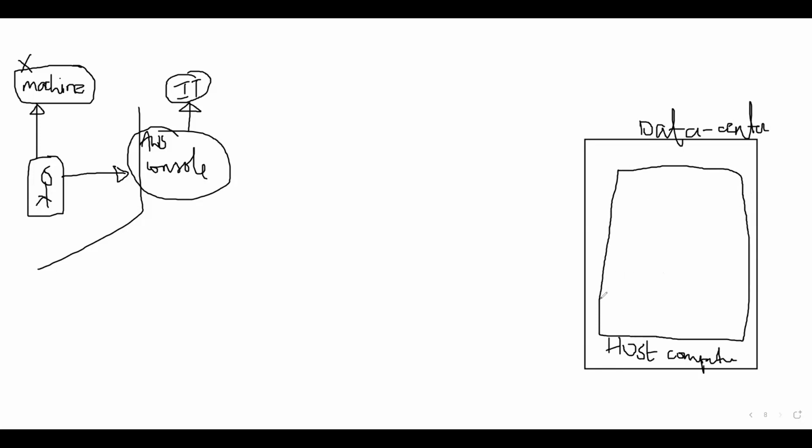Inside the host computer, let's say this is the CPU, RAM, and hard disk. Let's say the RAM is 1000 GB, it's a big computer, and the hard disk is 1 terabyte. On these hardware components, it has its operating system, and on top of the OS they use a concept called virtualization.